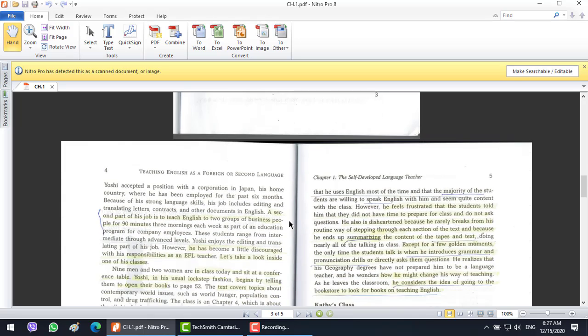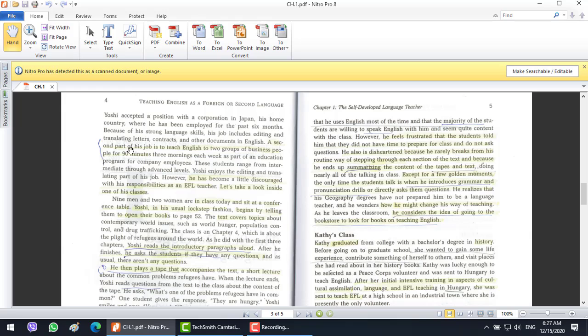Then he teaches his students English as a second language as a job. He found a job teaching English to two groups of business people, for 90 minutes. If you go to Yoshi's class, this is the description. Let's take a look inside his classes. We will find that he teaches in lockstep fashion.